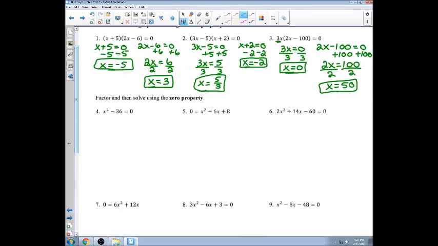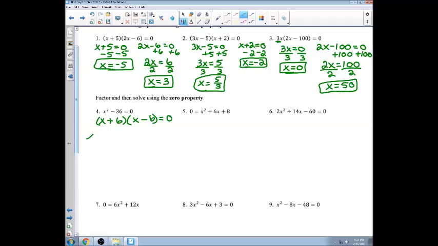So the last unit, or the last note sheet that we went through, the last section we went over, we would have used square roots here. But in this case, it's telling us to factor and then solve using the 0 property. So what I'm going to have to do is factor this using the difference of two squares. So I'll have x and x. I'll have 6 and 6. One needs to be positive, one needs to be negative.